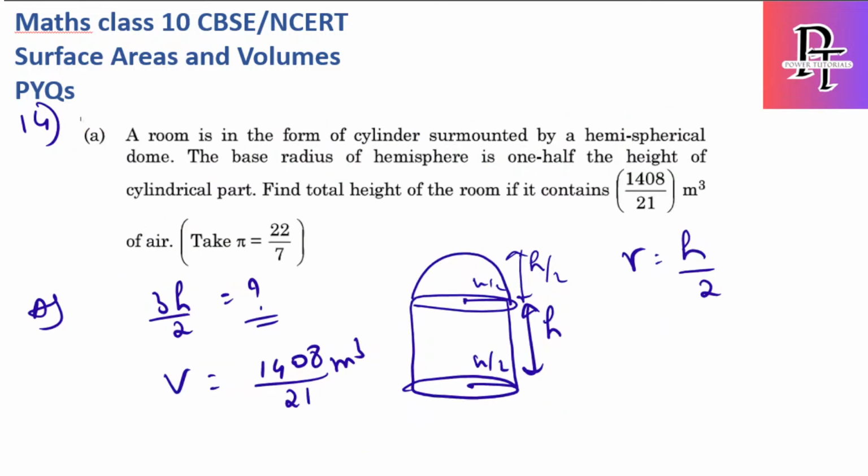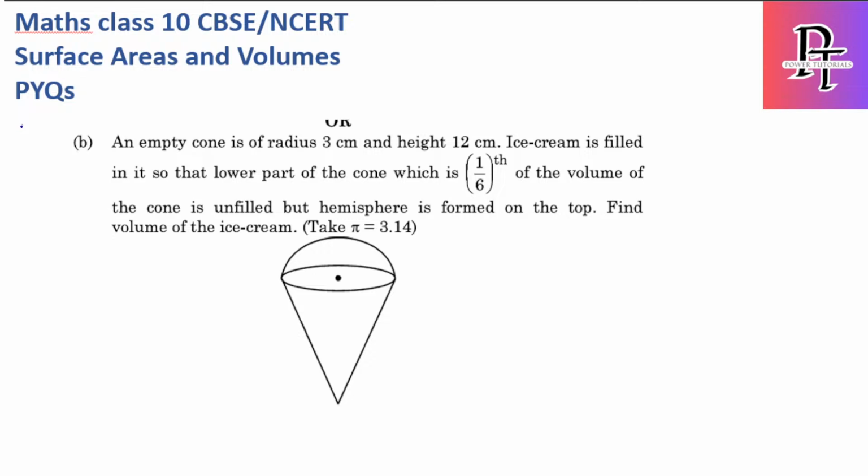Okay, let's see the 15th question. Two more questions. Okay, we have a cone, but we have a hemisphere. Okay, what they are asking, area or volume. So simple, empty cone, the radius is 3. Radius is 3, height is 12, cone height only, good, cone height is 12. Ice cream is filled only in the lower part of the cone, while 1/6 of the volume of the cone is unfilled, but a hemisphere is found on the top. So it's not like the complete cone is having ice cream, 1/6 is remaining, this part is hollow.